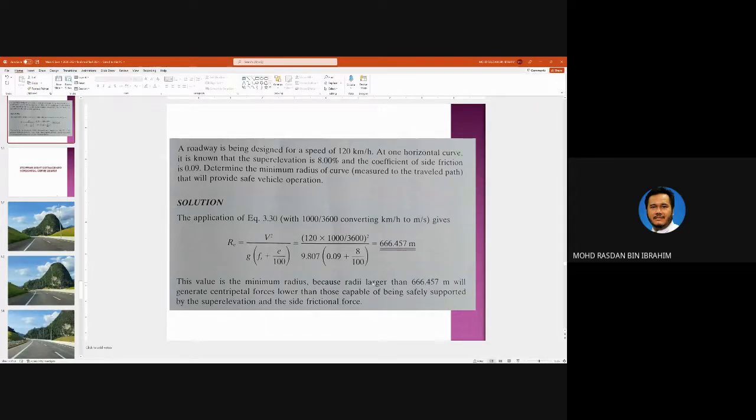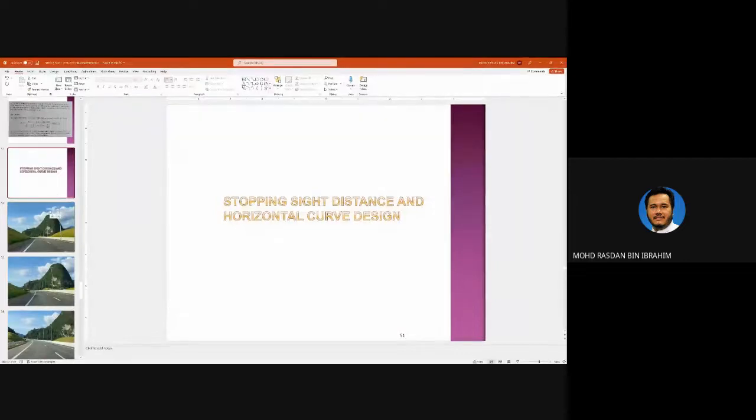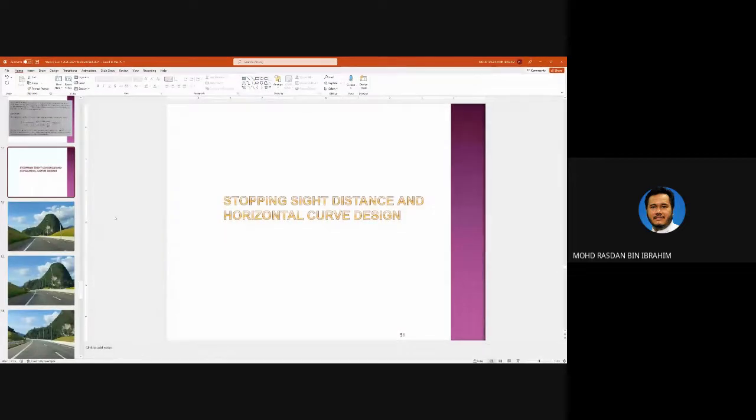This is the minimum radius, because a radius larger than that will generate centripetal forces lower than those capable of being safely supported. So minimum it must have 666.457 meters of radius. Okay, I still haven't explained to you why this is RV. We'll look at it in the next segment. Okay, stopping side distance and horizontal curve design.